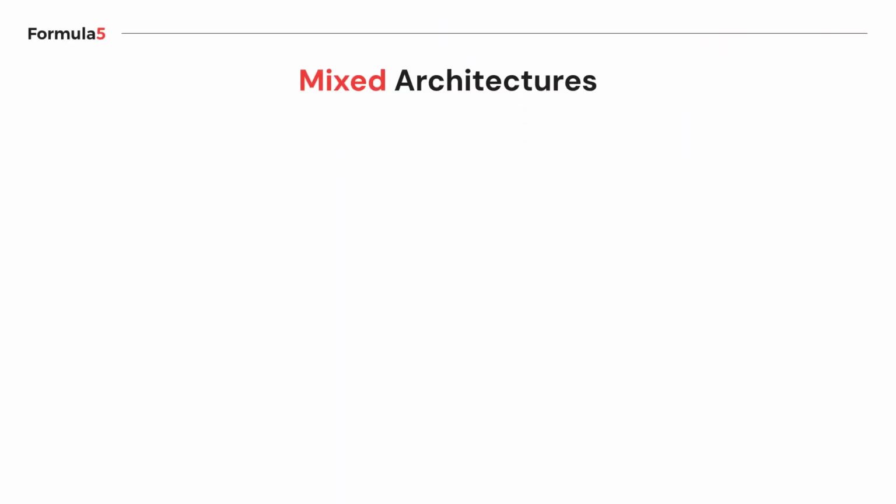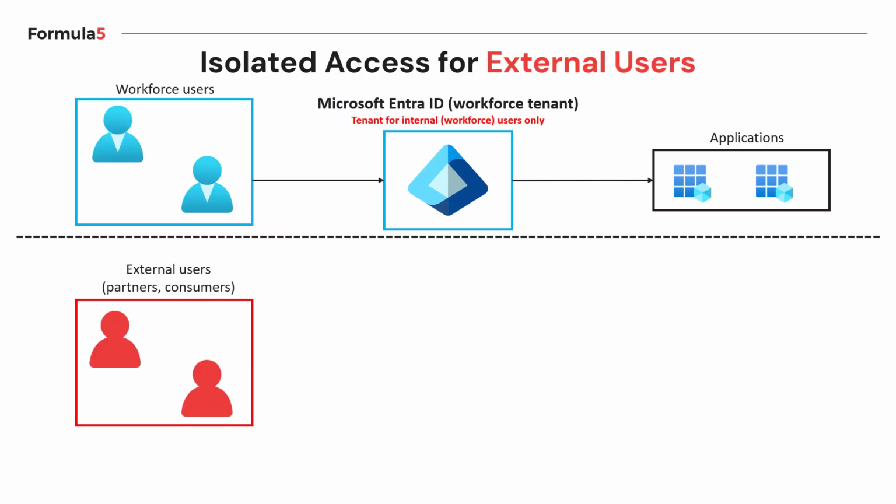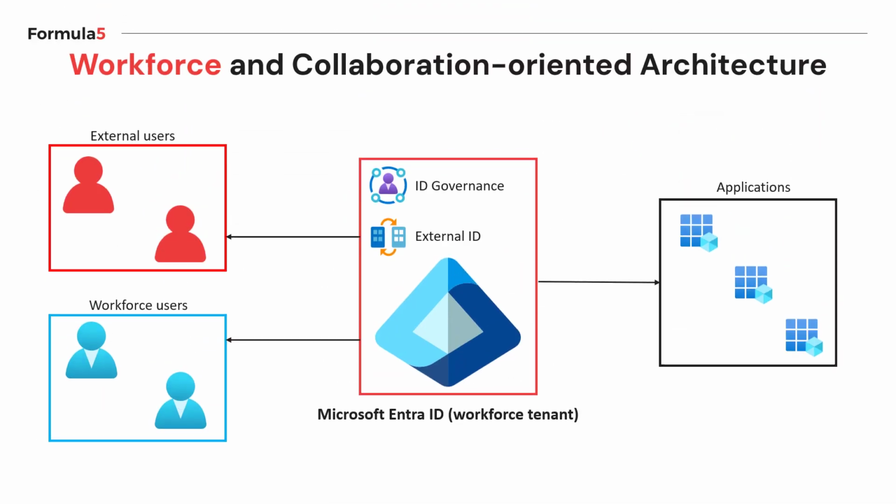And obviously you can ask, hey, is there a possibility to actually mix those architectures? And the answer is yes, you can mix them. So let me put some examples here. You can have the workforce and collaboration oriented architecture, which I mentioned at the beginning. Let me get back to this. So we can have this architecture, the workforce and collaboration oriented architecture.